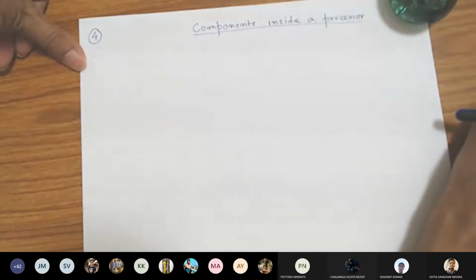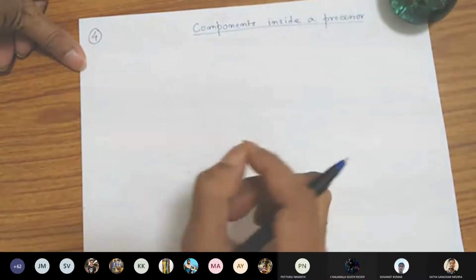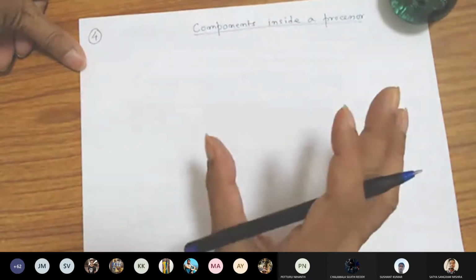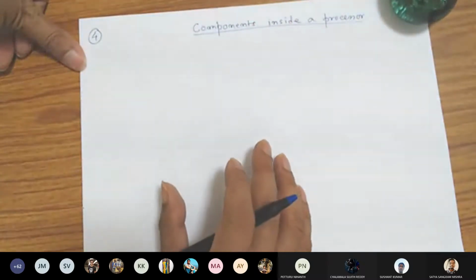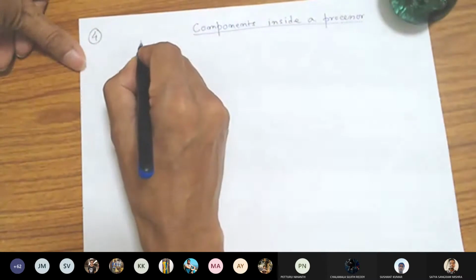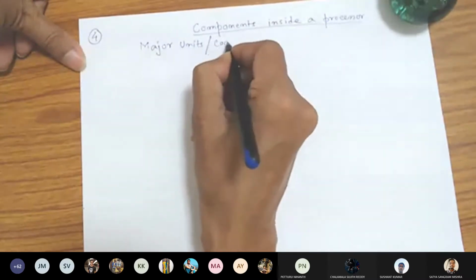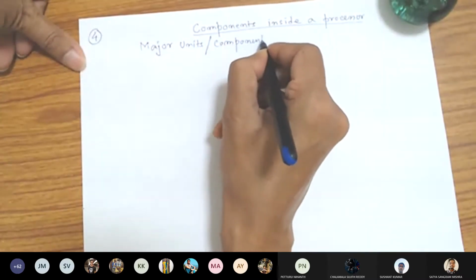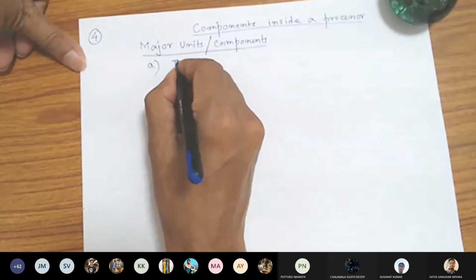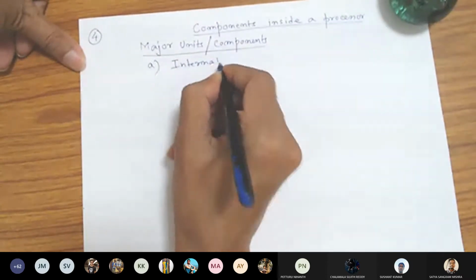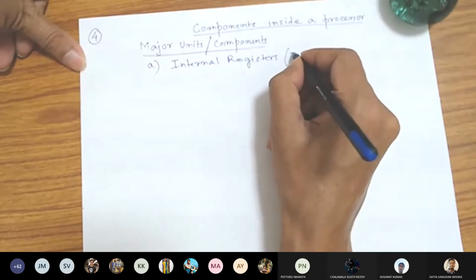The components inside a processor, I shall talk about the major components. There are small minor components which you will know are needed when you design, but those are not the important ones. So I shall write down the major units or components. Internal registers. These are temporary memory locations.